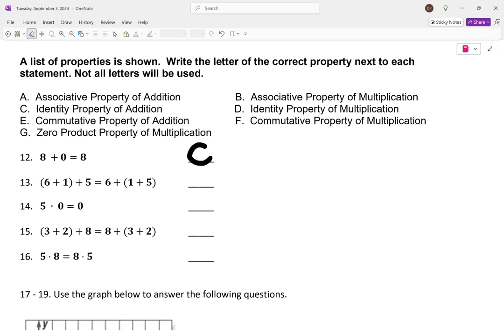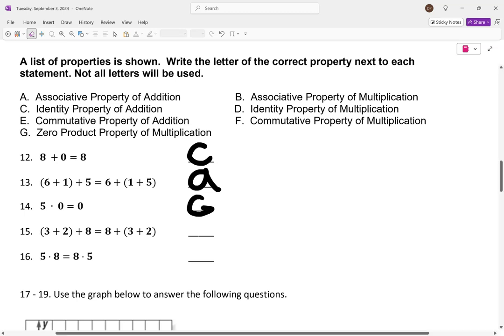13 is A because the parentheses switch and that's associative addition. Very good. And 14 is G because it's zero product property of multiplication.